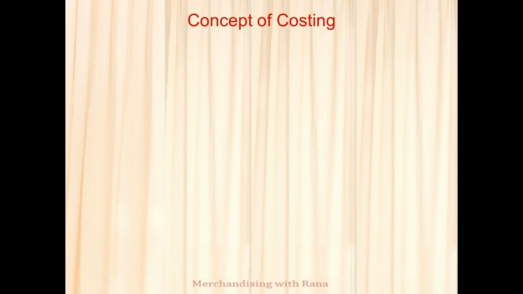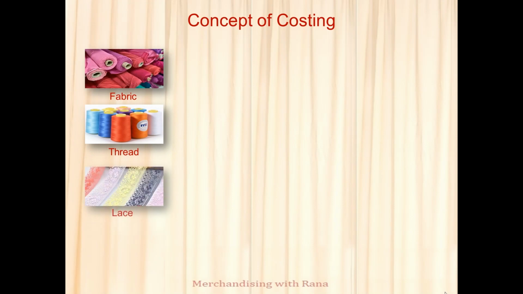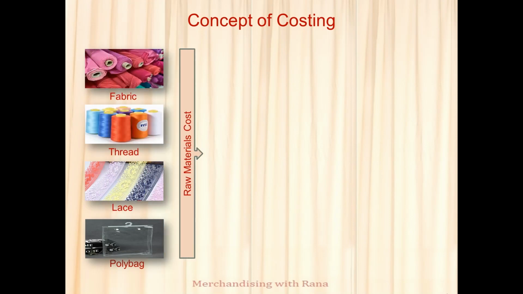See, we are making one garment, right? So there should be some raw materials for the garment. The major raw material is fabric. After that, trims like thread, lace, packaging. Here I have taken lace and polybag as an example for trims and packaging accordingly. There may be other packaging and other trims also. So, just for an example, you can consider it as trims and packaging. Okay, so these materials have some cost. So, these are raw material cost.